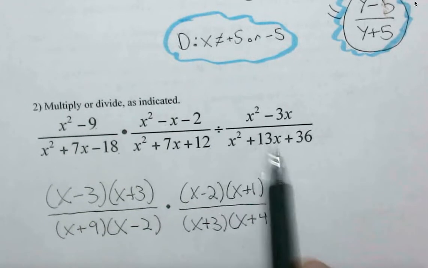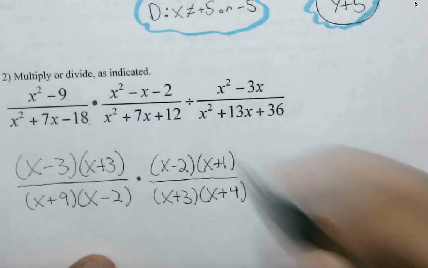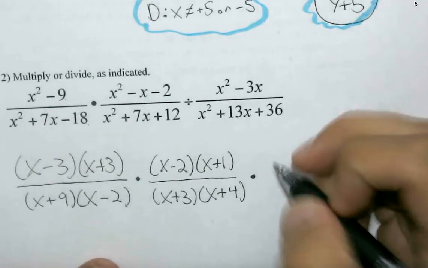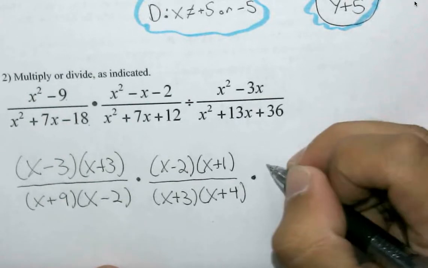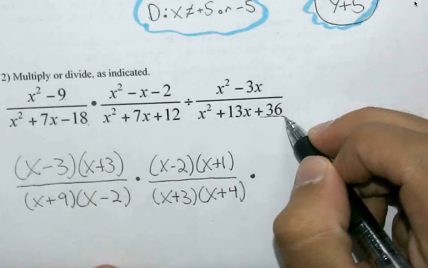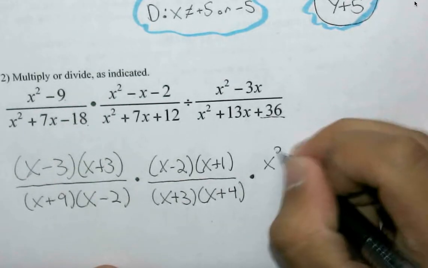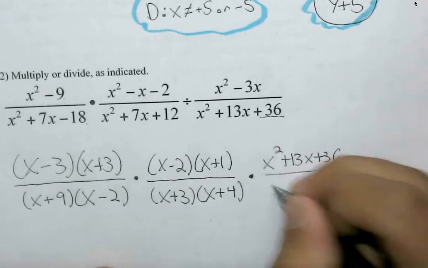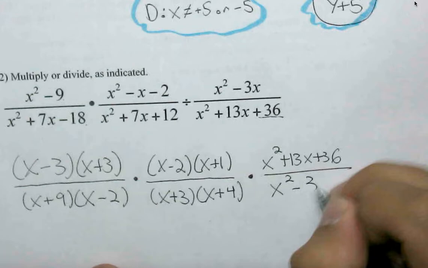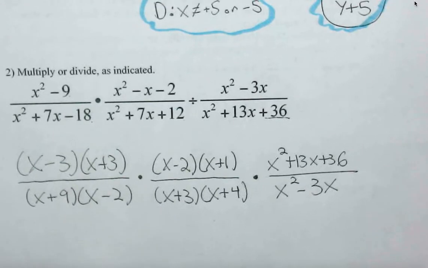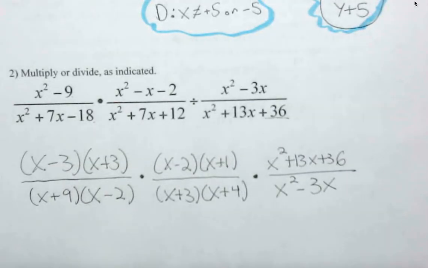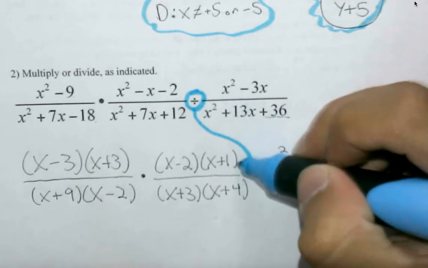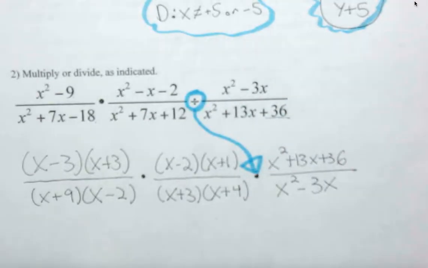Since we're dividing with a rational expression, this should sound familiar, where we just switch to multiplication and rewrite it with the denominator now as the numerator. So x squared plus 13x plus 36 over x squared minus 3x. So notice we were dividing this final fraction. We use the reciprocal, and we then switch to multiplication.